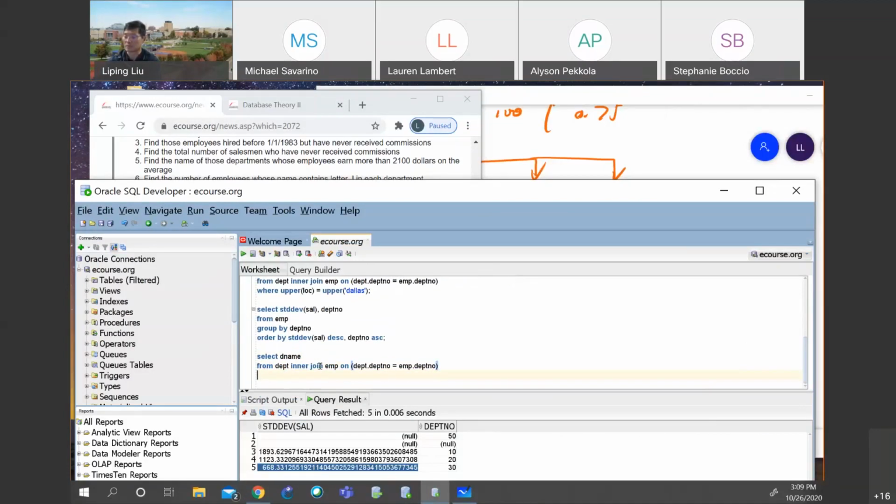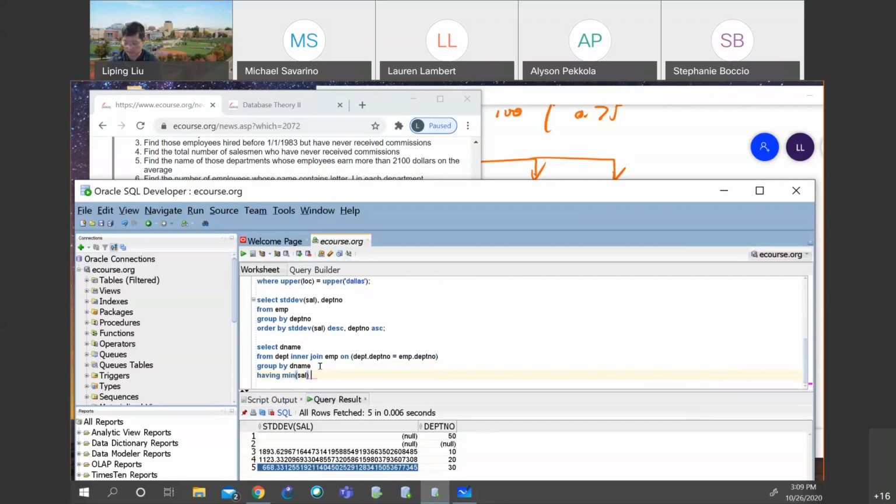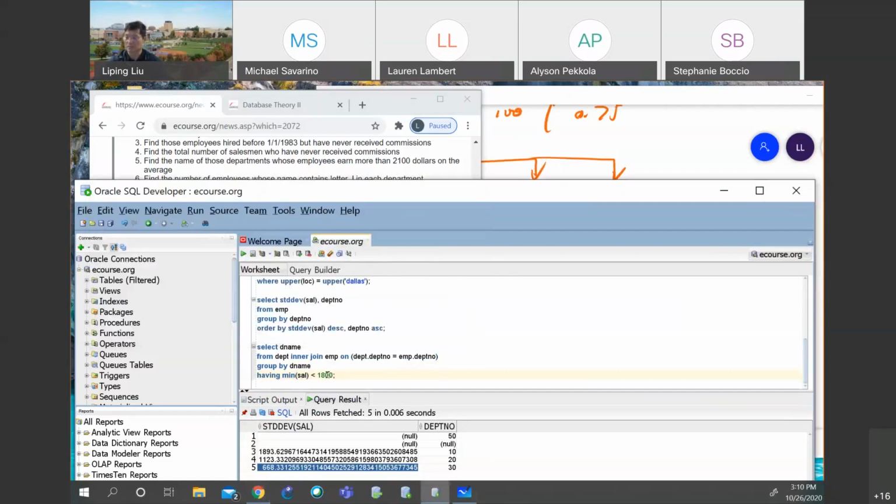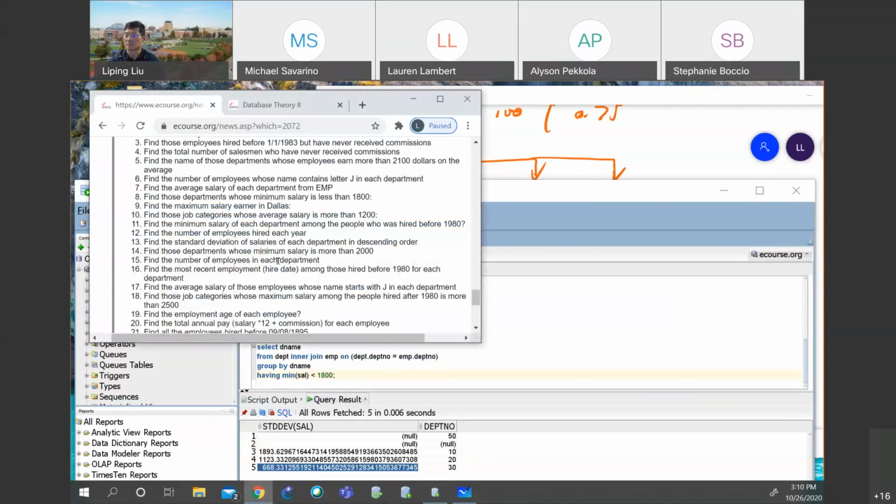And then we need group functions, so we do need a group by. So group by DNAME. And then having minimum salary less than 1,800. Okay, so that should be easy. Minimum 1,800. So now let's see.